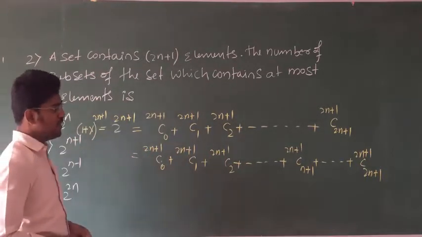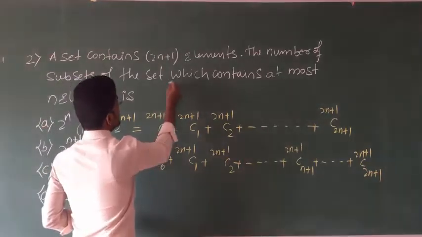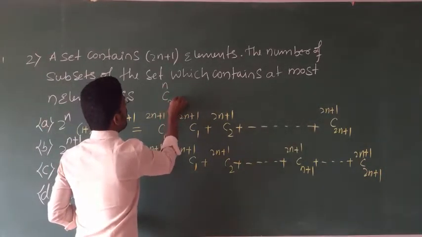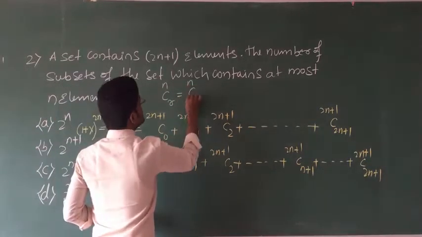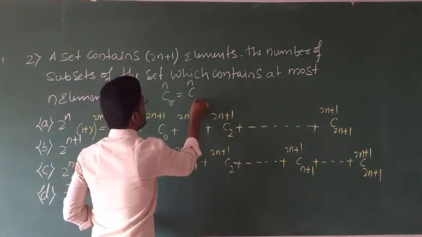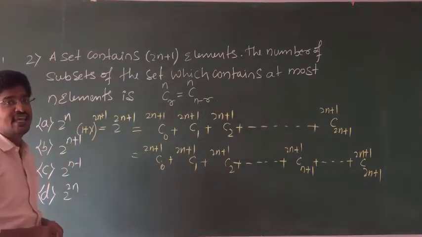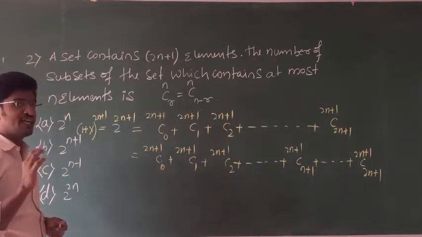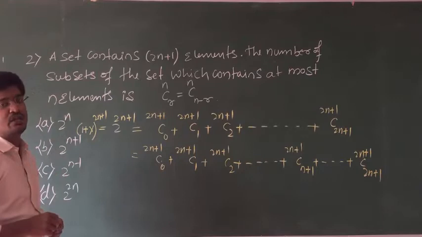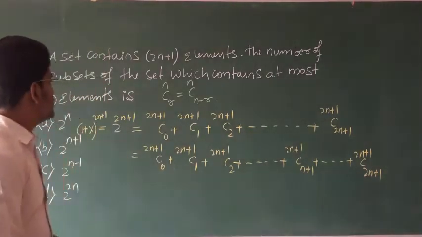Okay. After getting this, we know one formula, that is nCr will be equal to nC(n minus r). nCr will be equal to nC(n minus r). Are you getting my point? So for that reason I am giving that particular formula, that is also important. Why am I telling that formula?